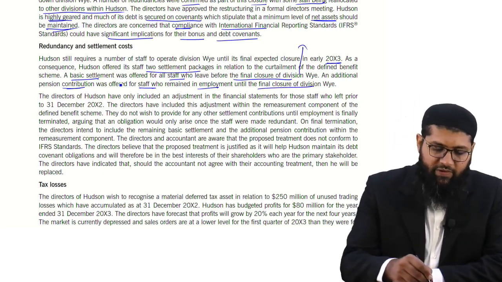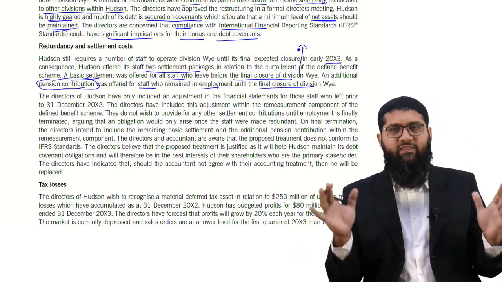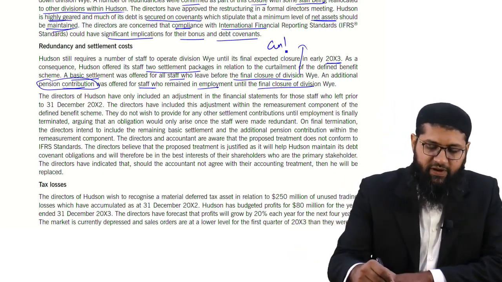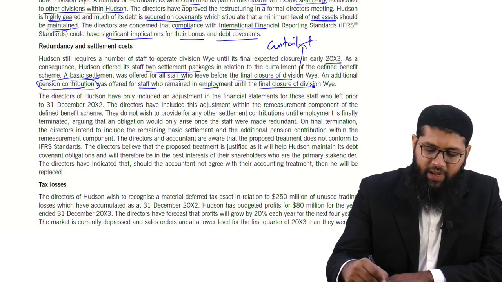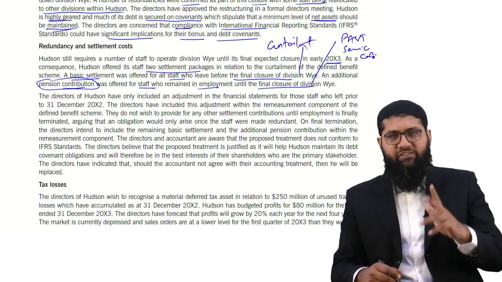Additional. So when you give an additional pension contribution, that's something else, and when you close it, that is something else. This is considered to be the curtailment, and this is considered to be the past service costs. I'm going to discuss them more.